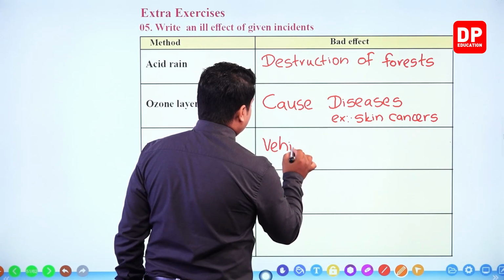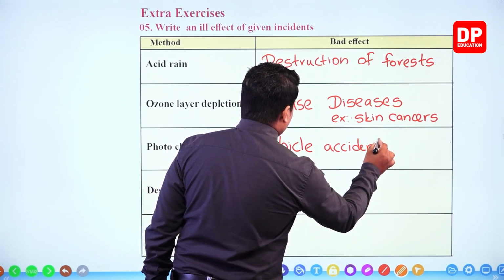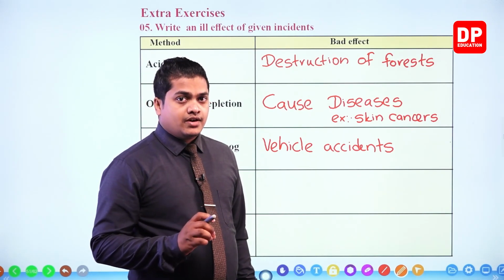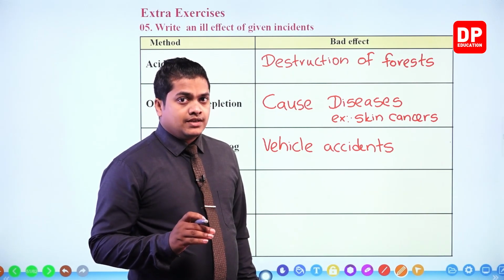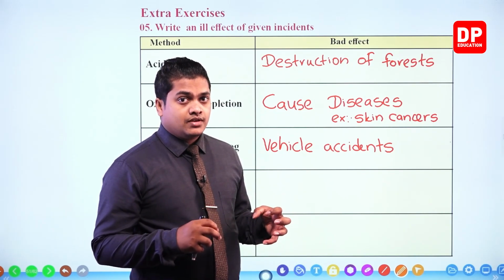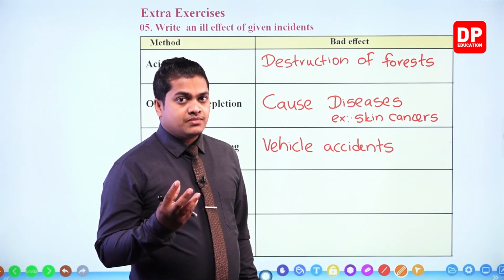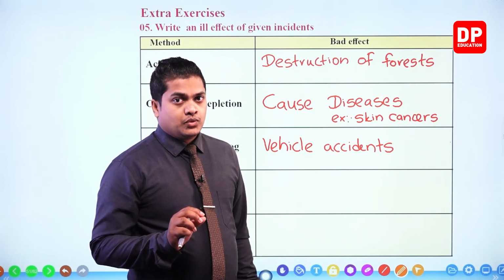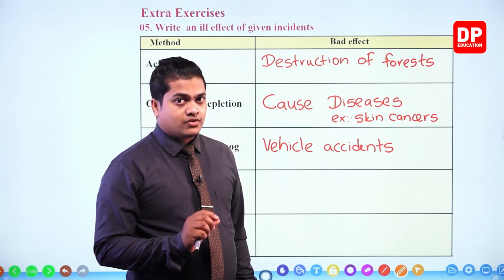Vehicle accidents. Why vehicle accidents? Because the turbidity of the air is getting reduced. And my dear children, the vision or the ability to observe objects is getting somewhat decreased because of that nature of the substance. I mean, the air is not 100% transparent. So therefore there is an ability to create vehicle accidents because of the photochemical smog.